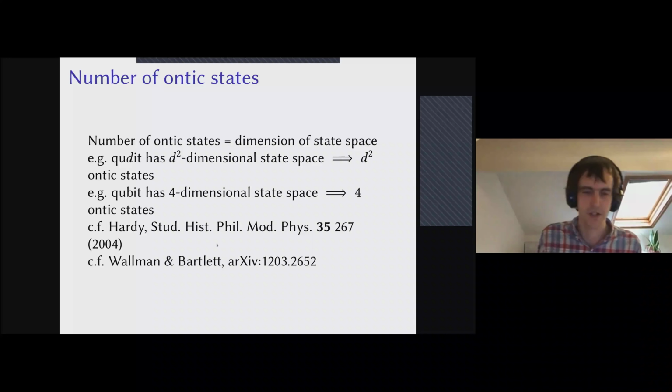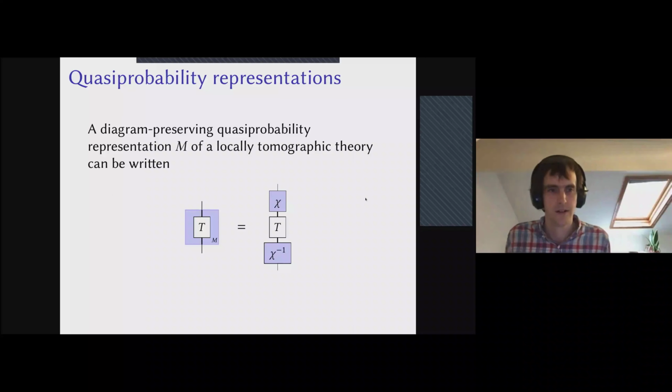But it's not just useful for that. There's also people that have proposed ontological models for subtheories of quantum theory that still use more than 4 ontic states. I think this one used 8 ontic states. So we can immediately see that those models have to be contextual as well, okay, because any non-contextual model should have used 4.